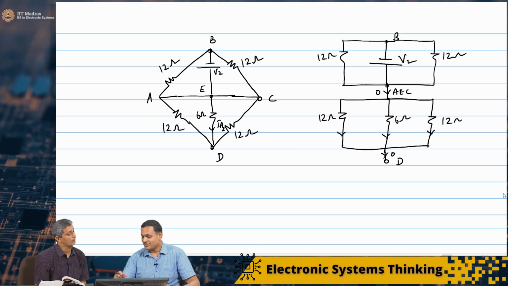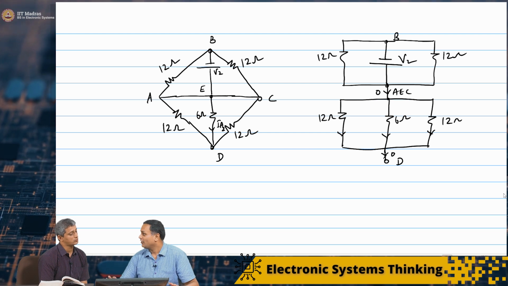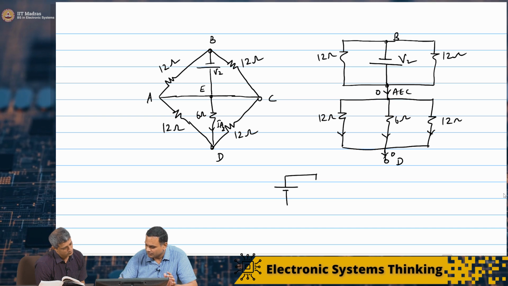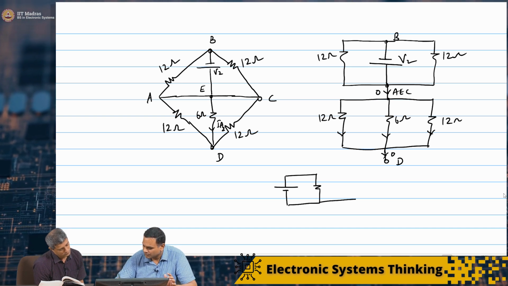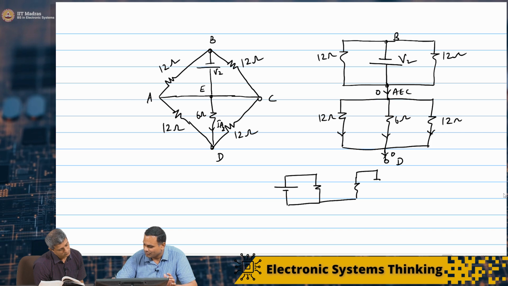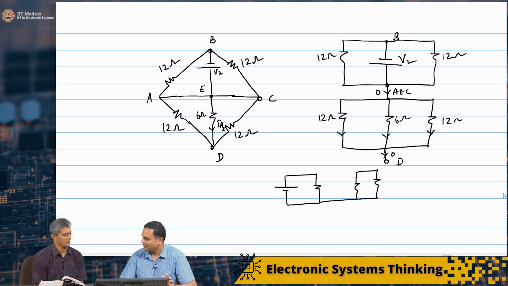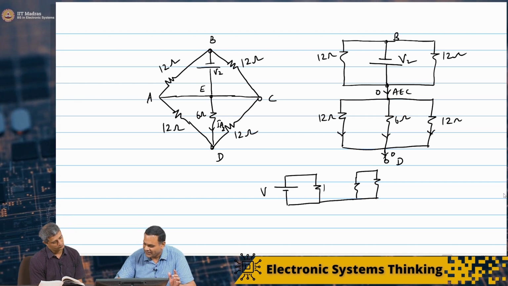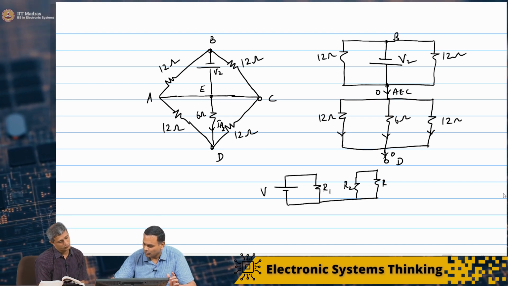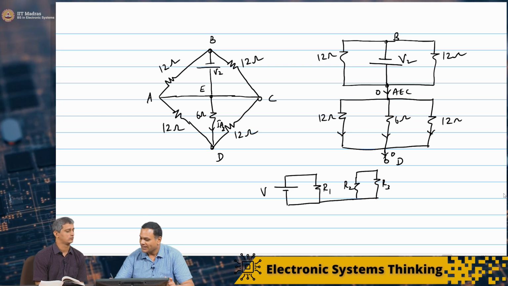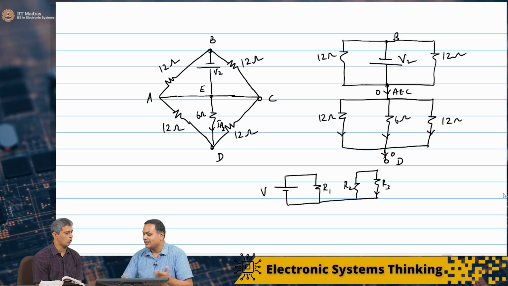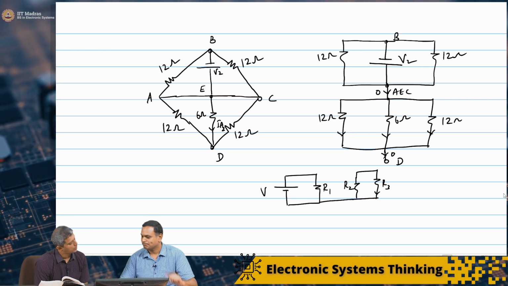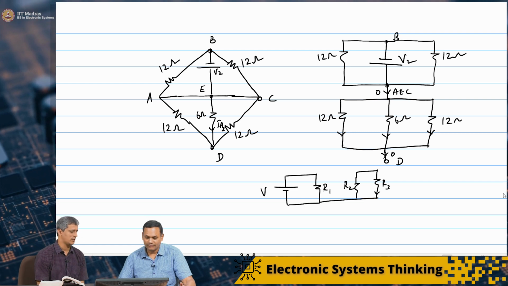Just wanted to say before we go ahead, this can be redrawn in many ways. For example, I could have redrawn it horizontally instead of vertically. So this is V, R1, R2 and R3. And if somebody asks you for the current through R3, it is clearly 0. There can be no current because there is no return path for the current. Okay, fantastic. So, let's now look at the 3rd arm.